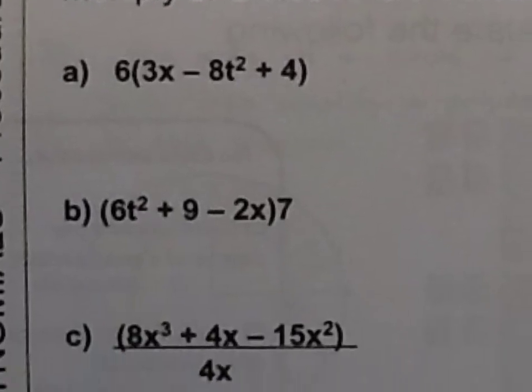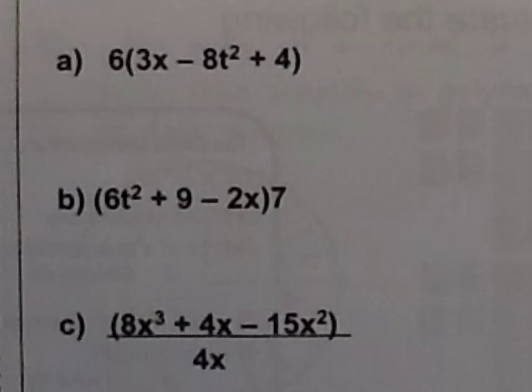Let's move this up. Multiplication. We'll distribute like we just did. And this is going to be 18x minus 48 t squared plus 24. The problem is this is not in standard form. This has to go first. So when you rewrite it in standard form, remember that's a plus there, plus 18x plus 24. It must be written in standard form.